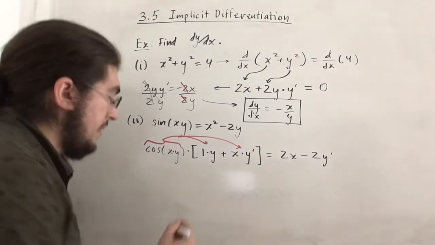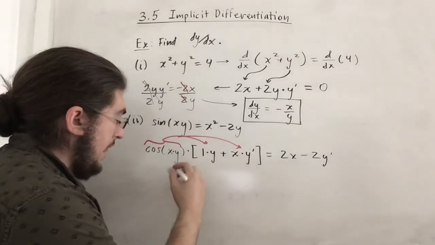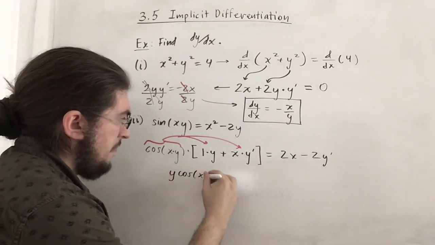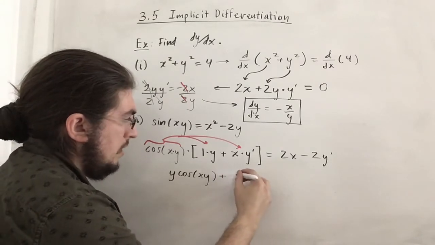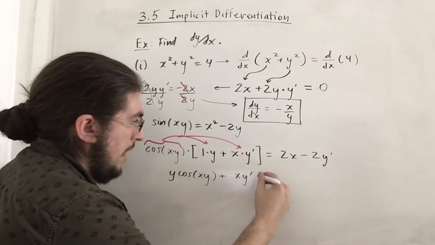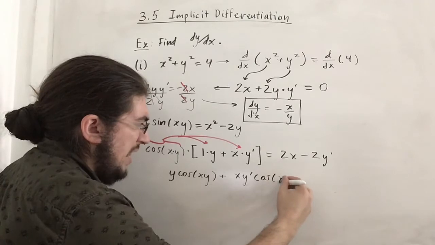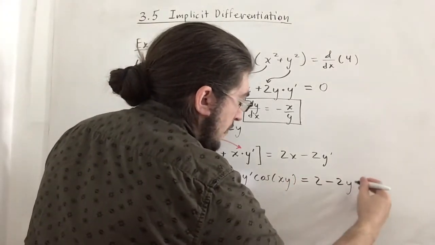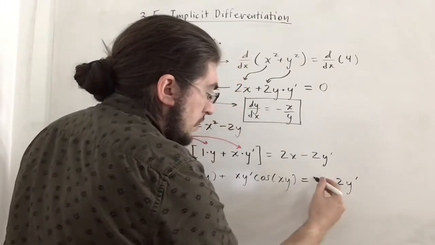So let's see what we get. We get y times cosine of xy plus, let's say, xy prime cosine of xy equals 2x minus 2y prime. That's supposed to be 2x.